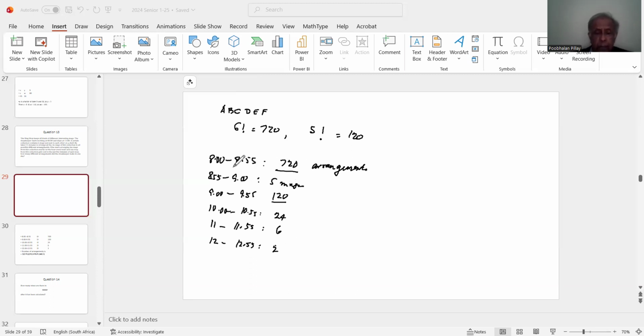Right. So 8 o'clock, 6 factorial. 9 o'clock, 5 factorial. 10 o'clock, 4 factorial. 11 o'clock, 3 factorial. 12 o'clock, 2 factorial. So you get this number, and then the last he makes those two arrangements, and then he sells the last one in the last 5 minutes. So how many arrangements are there altogether? We simply have to add all these numbers, which I have underlined.